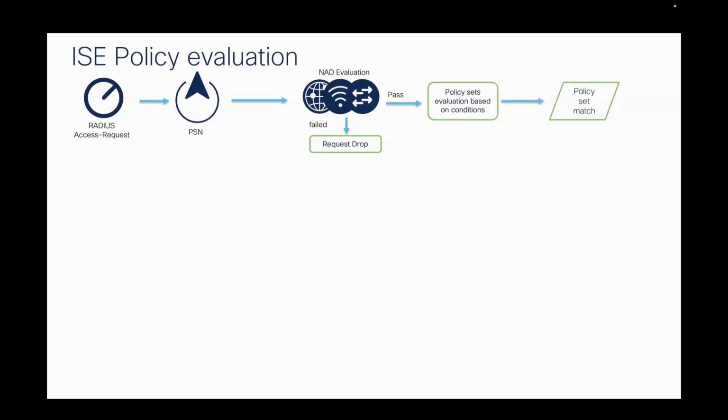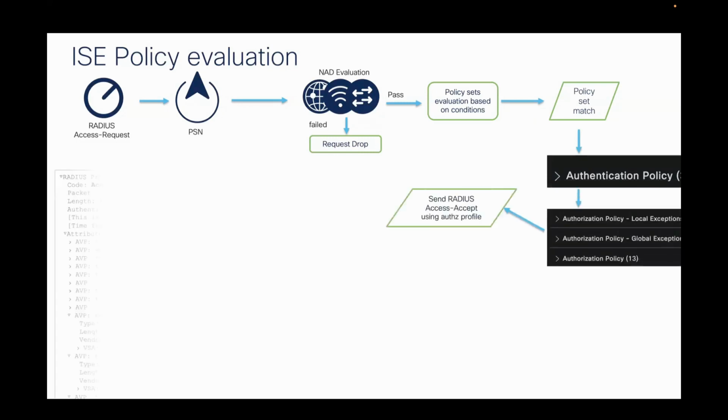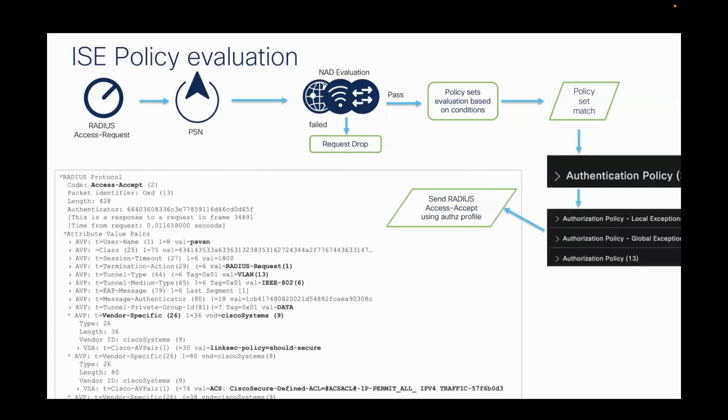policy evaluation. The first and foremost thing is to match with the policy set that you have created. Based on the condition that you have created, the policy set is matched. It's a top to bottom approach. Once the policy set gets matched, underneath it the authentication and the authorization policies are evaluated. If the authentication is successful, only then is the authorization evaluated. If the authentication fails, the RADIUS access deny packet is automatically sent straight away to the network device, stating that the authentication itself failed.